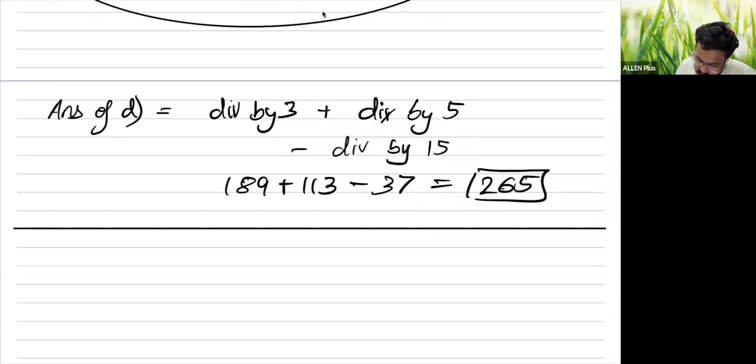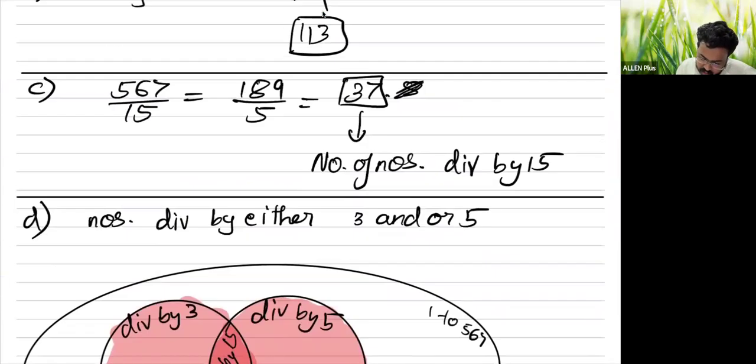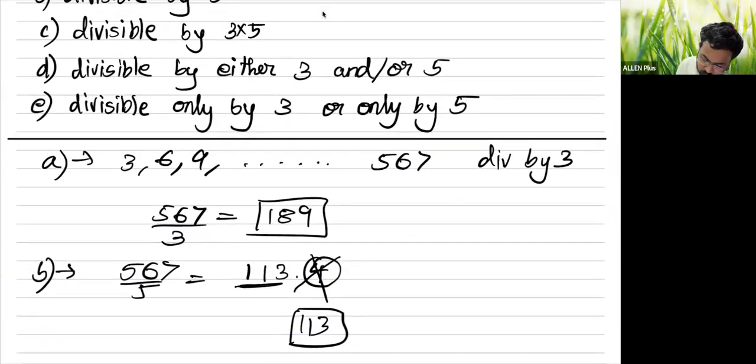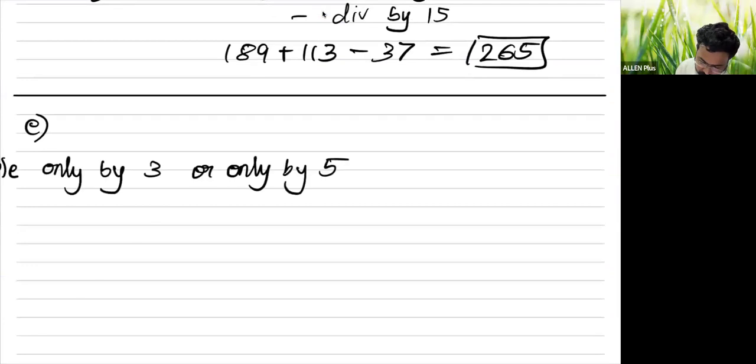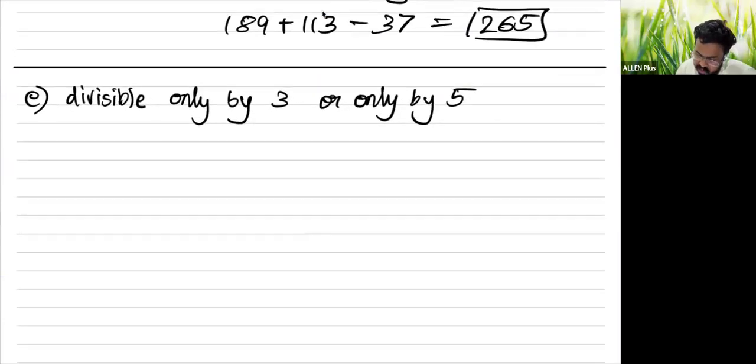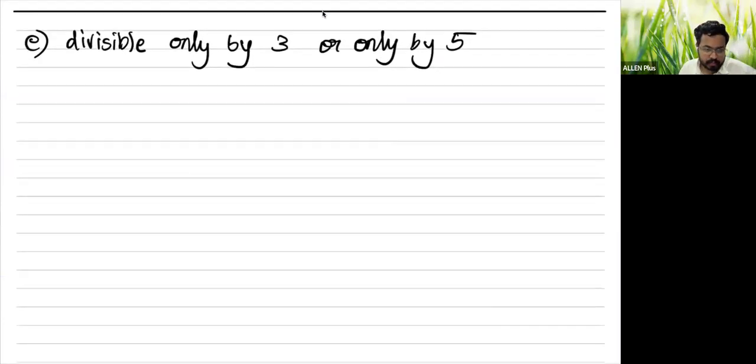Now, if the question says E, numbers divisible only by 3 or only by 5. To get to that answer, some of you who have not answered it can try and get the answer.